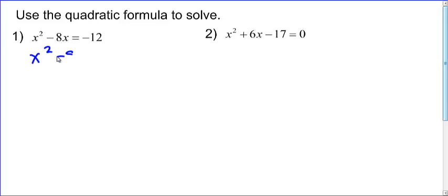It says x squared minus 8x equals negative 12. I need it to be equal to 0, so I'm going to add 12 to both sides.